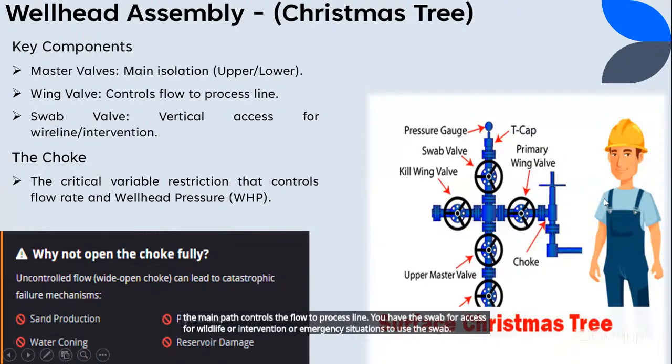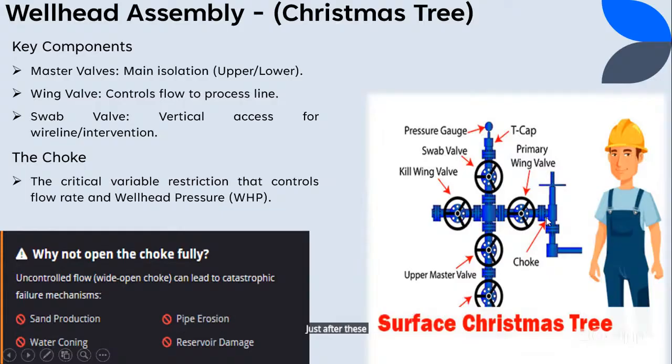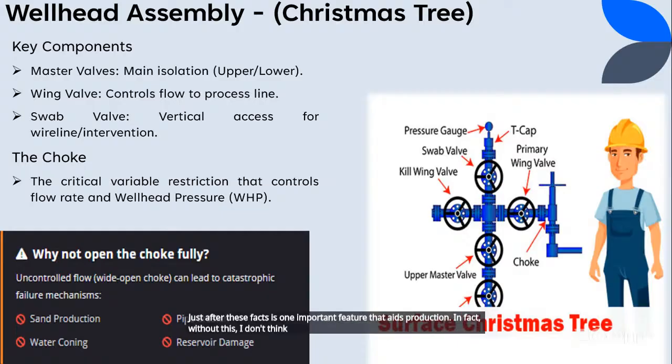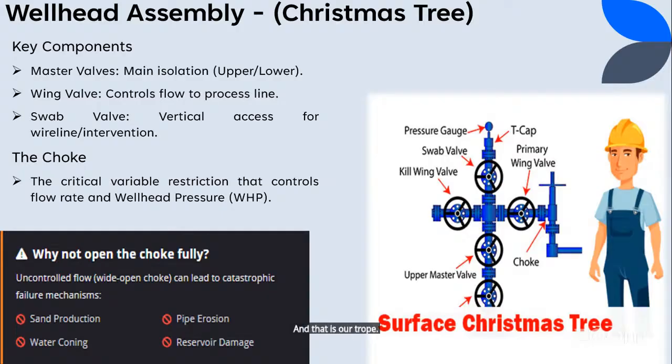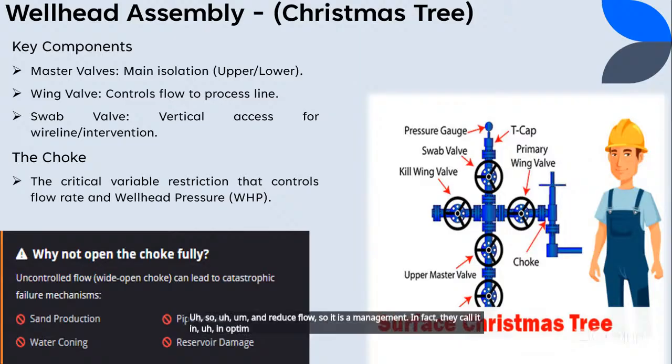Then just after these valves is one important feature that aids production. In fact, without this, I don't think that production would be complete. It's a very critical variable, and that is our choke. The choke now is what controls our flow rate. Controlling flow rate in the sense that you can either increase flow or reduce flow. So it is a management. In fact, when you're looking at optimizing production, they call it choke management.